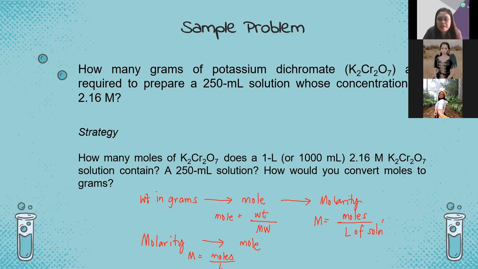You just derive it so that you can solve for the moles, and then after computing for the moles, that's the time you can compute for the weight in grams. So it can be reversed, just rearrange the formula. So in computing for the weight in grams, you use the second formula. Moles is equal to weight over the molecular weight. You just substitute the given, or you can actually derive the formula so that it will be easier for you to compute the weight in grams.